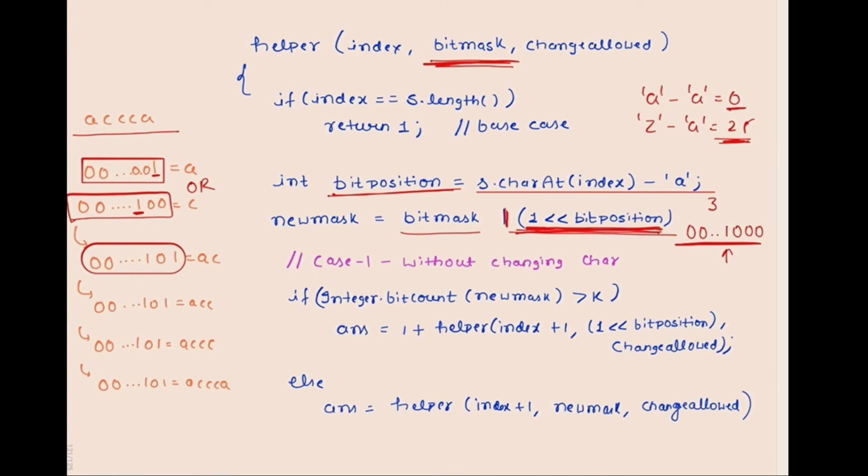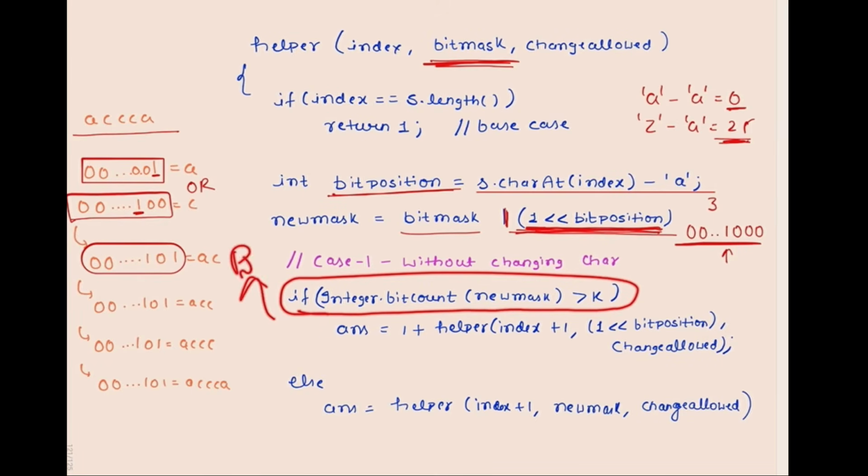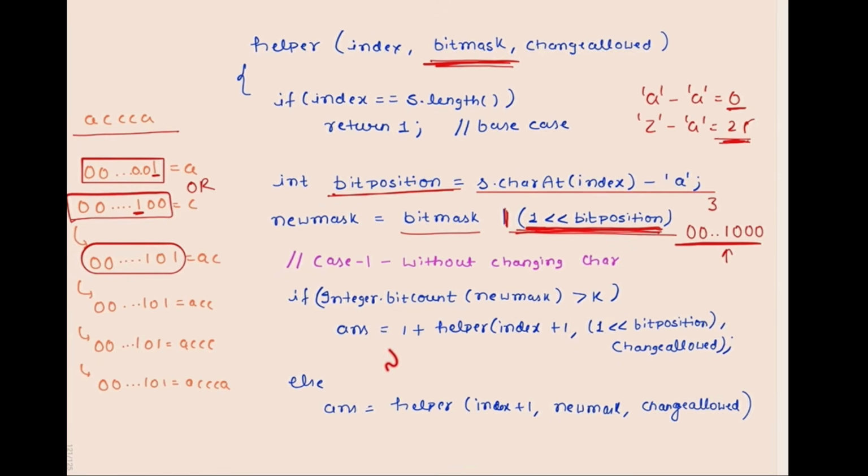Okay, now we have to consider two cases, of course. First is without changing, and second is changing. So if we don't change the character, we have to find if the current new mask has more than k bits. That means the previous one has one partition. So if the previous one has one partition, we can add 1 to our answer, and we have to call this helper from this particular index and onwards.